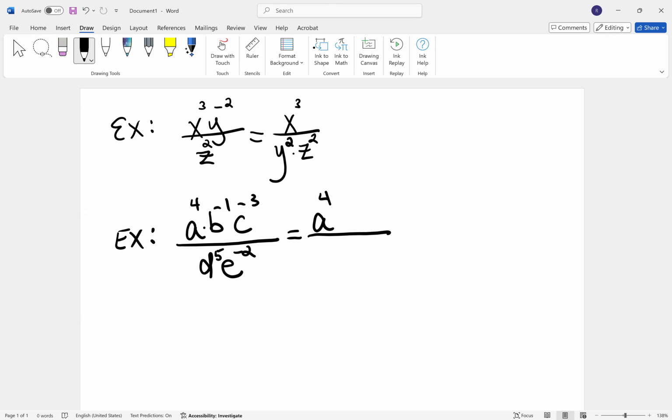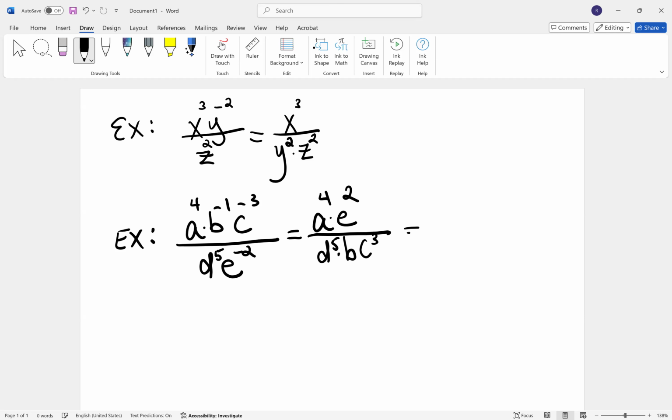And then times, so let's rewrite the terms that aren't moving, right? A to the 4th is staying in the numerator, d to the 5th is staying in the denominator, but now the b to the -1 is going to move to the denominator. It's going to become b to the +1, or just b. C to the -3 is going to move to the denominator, become c to the +3. And e to the -2 now, once I take the reciprocal, it's going to move to the numerator. So we're going to multiply a to the 4th times e to the +2.